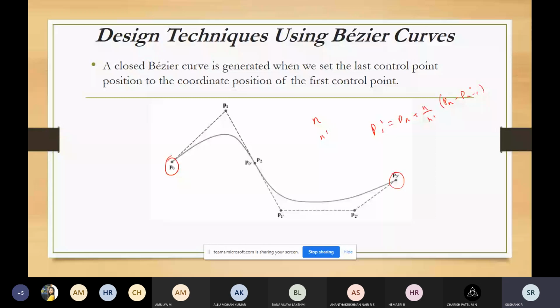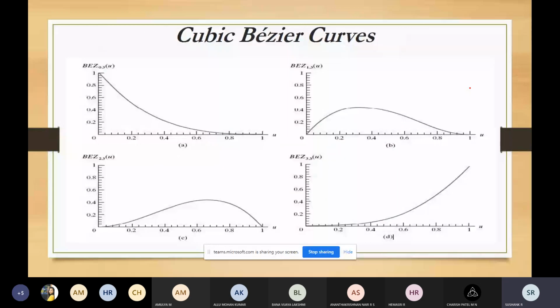So next we have the cubic Bezier curve. Here you can see, we had studied one Bez equation, no?